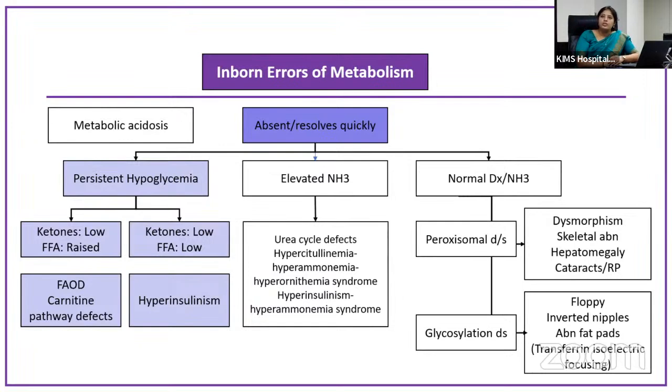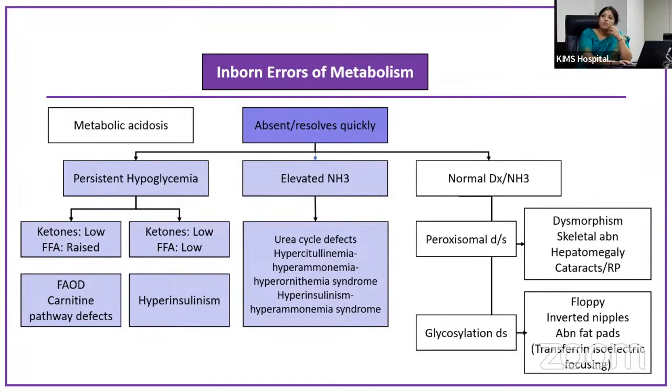If the ketones are low and the free fatty acids are also low, then we can look at disorders in which hyperinsulinism may be present. In cases of elevated ammonia, we have the urea cycle defects, the HHH syndrome, which is hyperornithinemia, hyperammonemia, homocitrullinuria syndrome, and hyperinsulinism-hyperammonemia syndrome can present with isolated elevated ammonia.